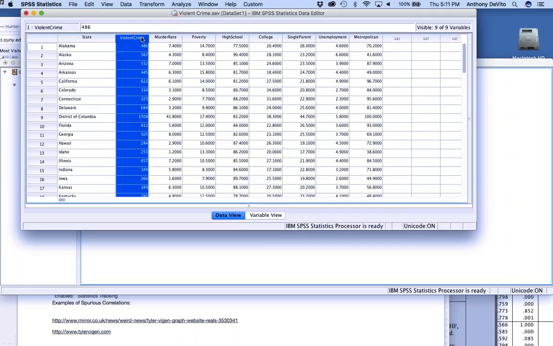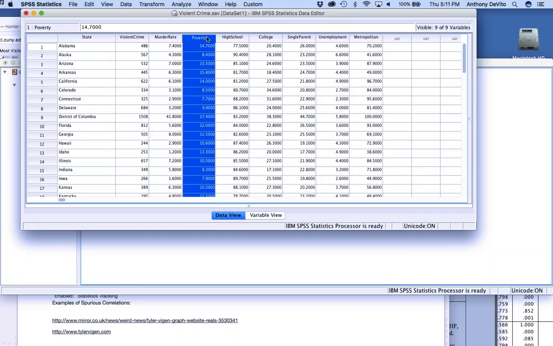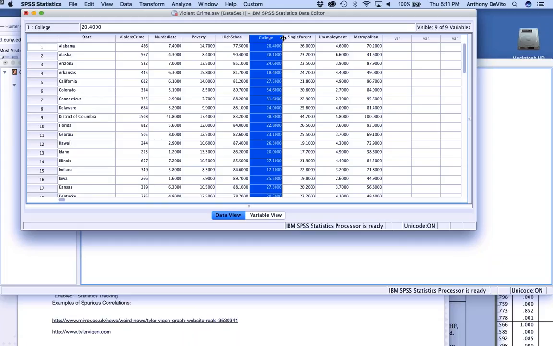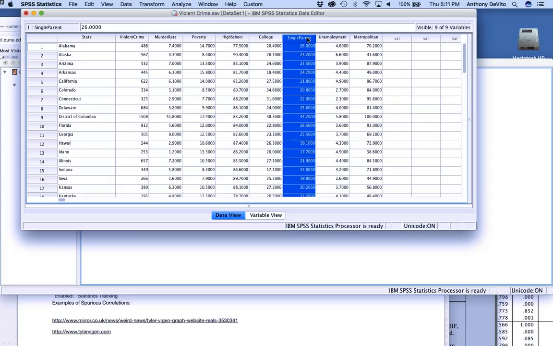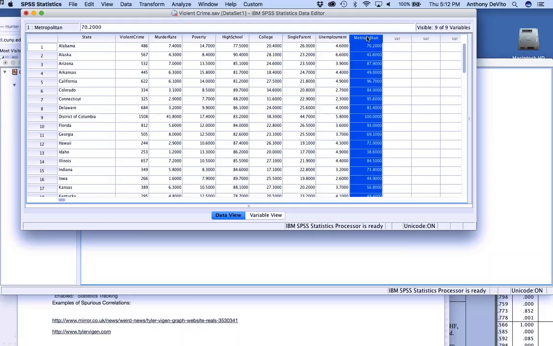I guess this is the number of violent crimes during a certain period of time. This is the murder rate per 100,000, I guess. This is the poverty rate, the percentage of households that are below the poverty level. This is the percentage of people graduating high school, the percentage of people that have taken college courses, the percentage of single-parent homes, the unemployment rate, and so on, and an index for how much of a metropolitan area it is, how densely populated it is. Okay, so these are all numerical variables.